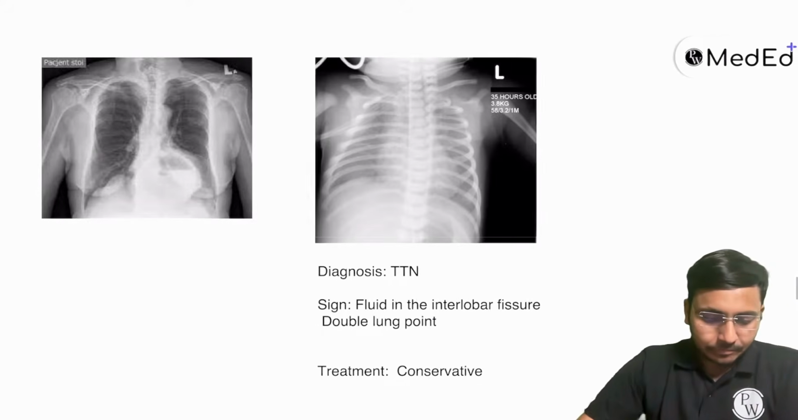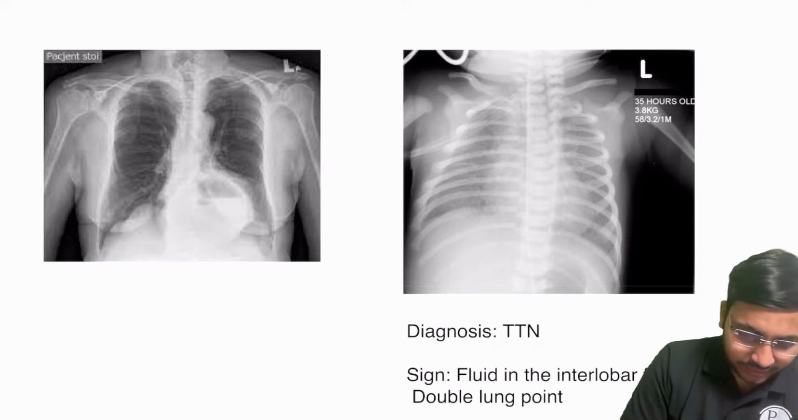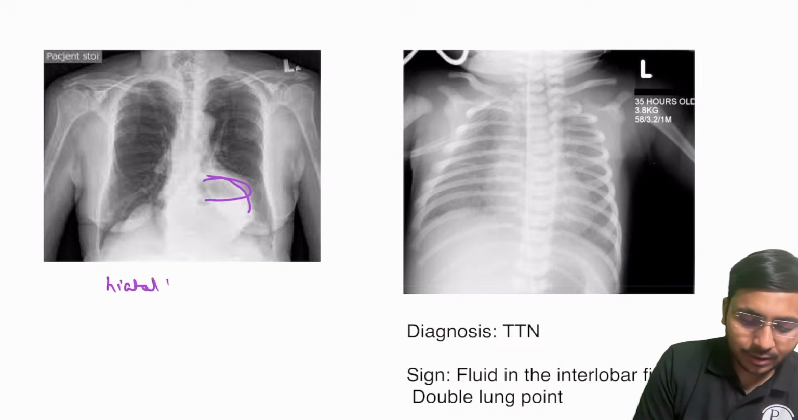Okay, now again if this is an X-ray which is given, you see that retrocardiac there is an air bubble. This is how a hiatal hernia looks like.